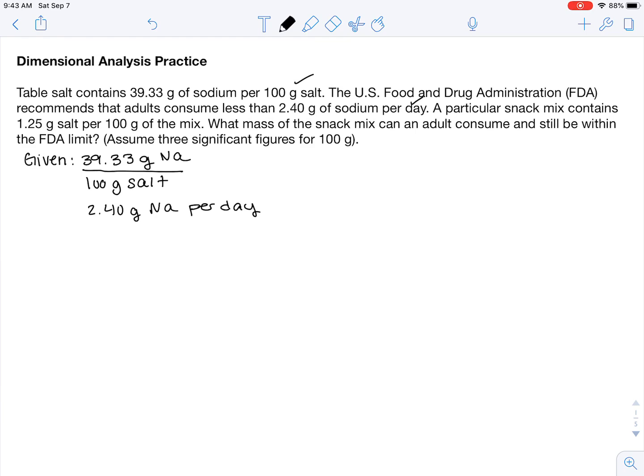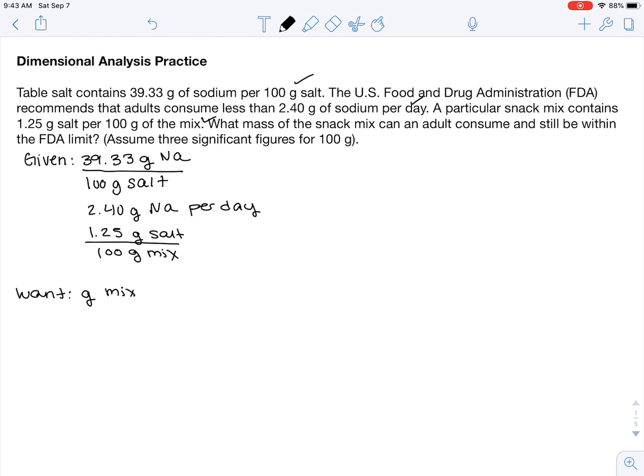A particular snack mix contains 1.25 grams salt per 100 grams of the mix. So I have 1.25 grams salt per 100 grams mix. Okay. Then I realize what it's asking for. What mass of the snack mix can an adult consume and still be within the FDA limit? So you want the grams of mixture. That's what you're looking for.